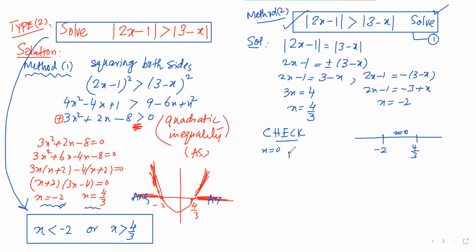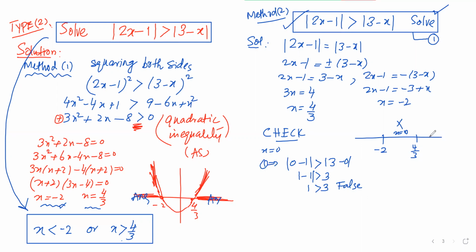So 1 implies 0 minus 1 is minus 1. Modulus of minus 1 is greater than 3 minus 0, which is 3. 1 is greater than 3 is obviously not true. This is incorrect, so cross it out. The answer is not here.